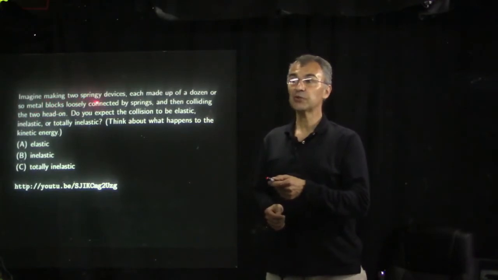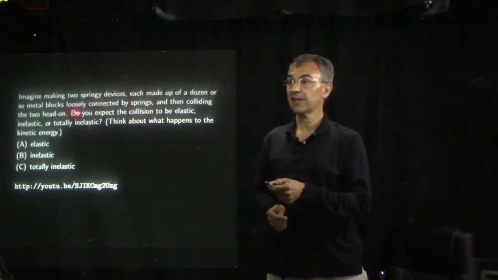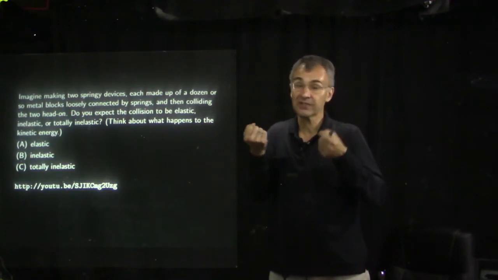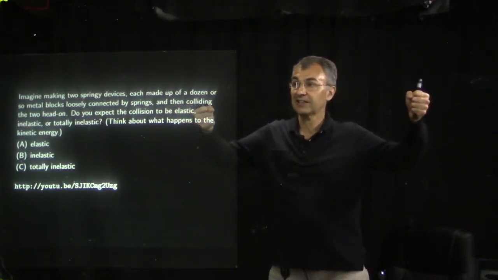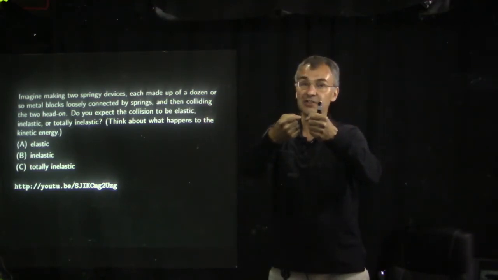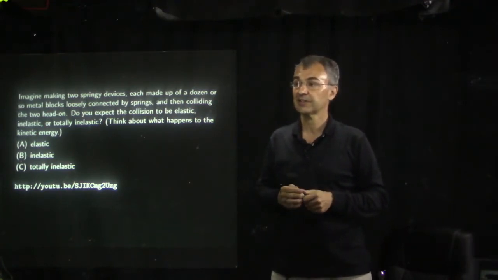Imagine making two springy devices, each made up of a dozen or so metal blocks loosely connected by springs, and then colliding the two head on, like two really jiggly objects, maybe like two pieces of Jell-O. Imagine taking basically two blocks of Jell-O and colliding them head on. What do you expect the collision to be? Elastic or inelastic or totally inelastic?